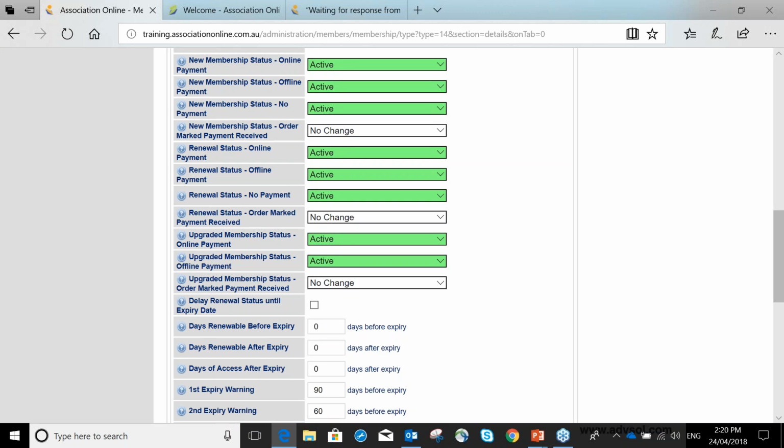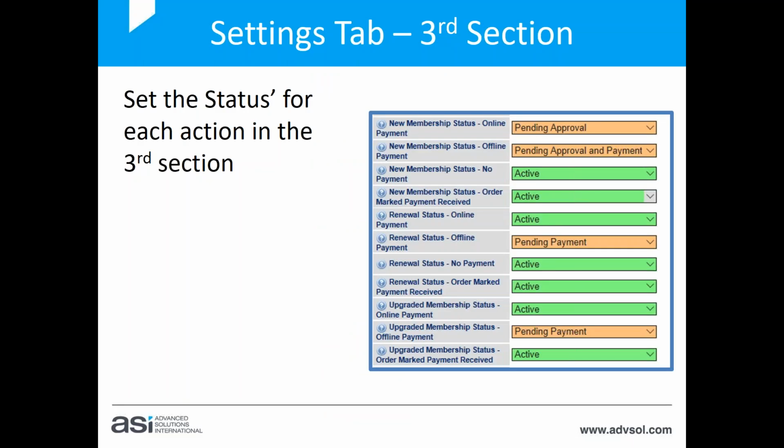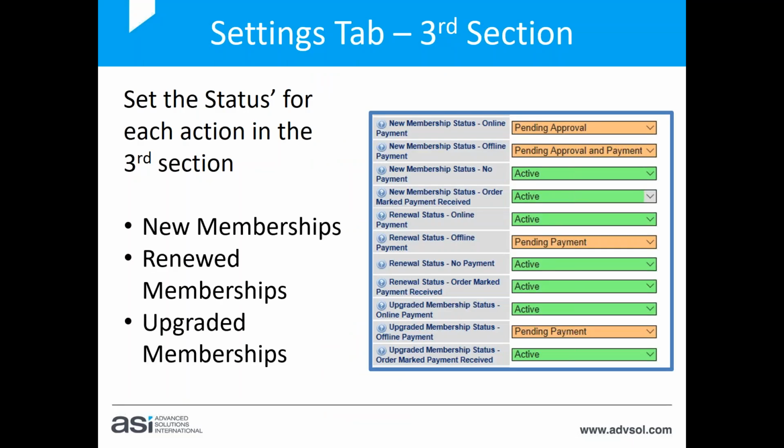Okay, the third section is your statuses. There are 3 different status requirements. Well, there's more than that, there's about 12, but based on 3 different actions: the new signups, renewals, or upgrades. So we need to set the status. What status will this membership sit at when this action occurs?